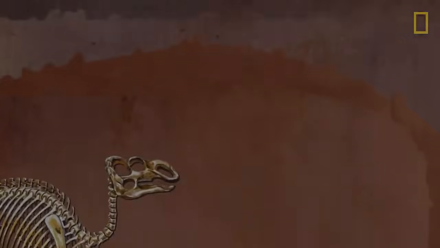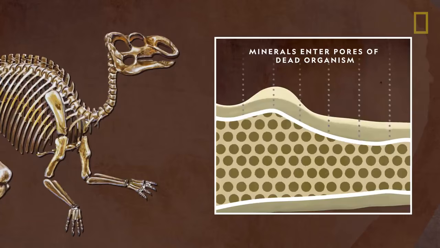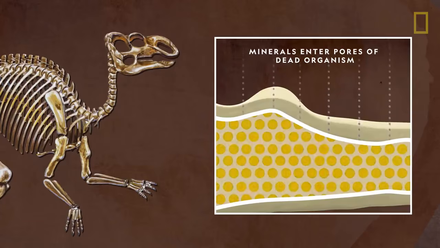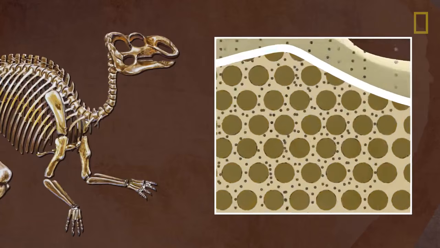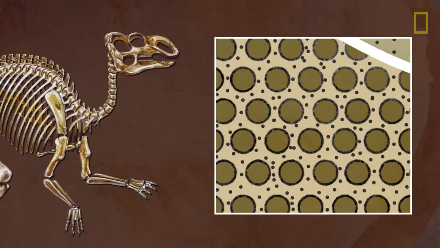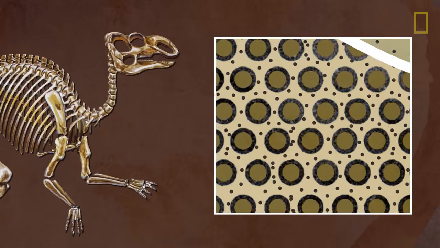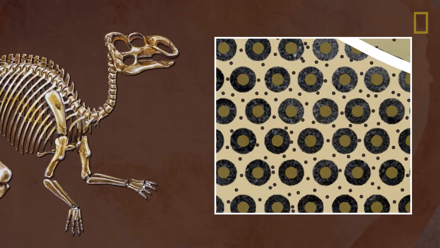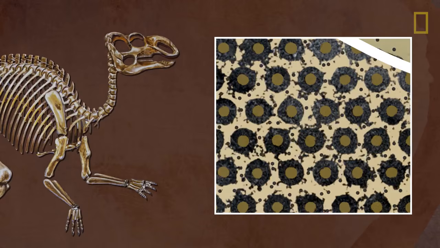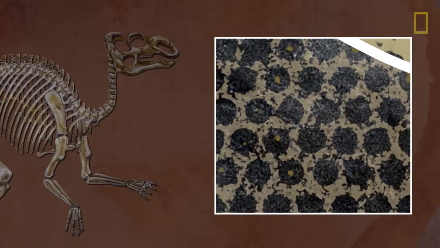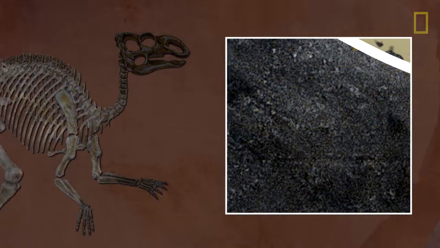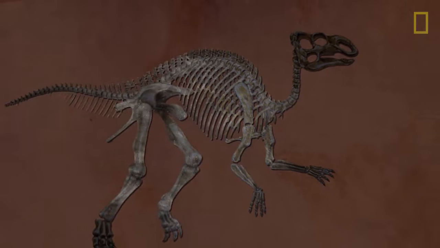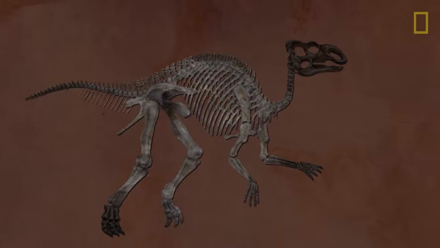Permineralization begins when minerals from water or the ground enter the pores of dead plant or animal material. Over time, the minerals attach themselves, clinging onto cellular walls and building a crystalline network in the empty cavities. This mineralization hardens the bone and turns it into stone, thereby preserving its original structure in fossil form.